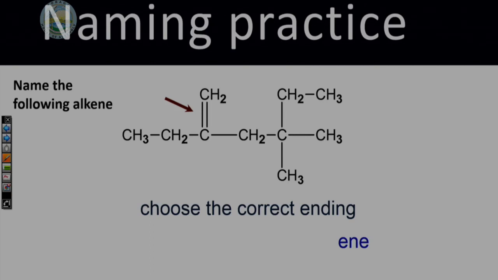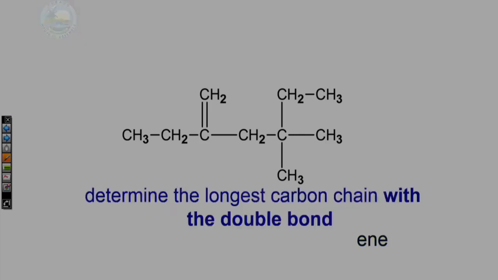All right? So we know that's an alkene, and it being an alkene, we're going to add -ene at the end. Following that, we need to determine the longest chain with the double bond. We need to include the double bond because when we are numbering the longest chain, the double bond must have the lowest possible number. So we found it here.